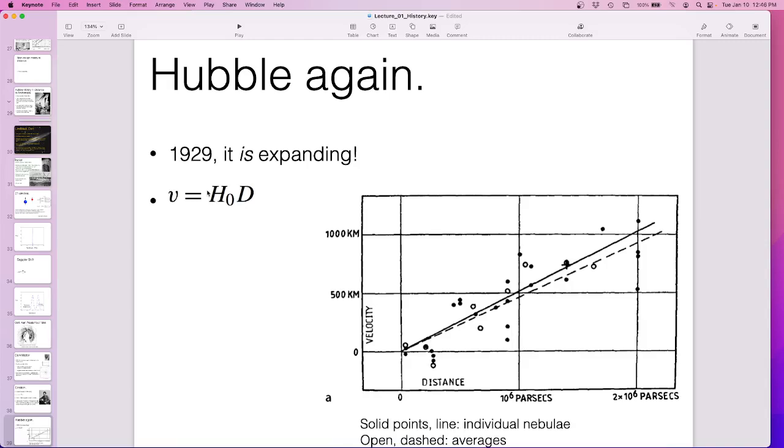That's weird. He also found this very nice linear relationship, and this is another one of the most important things that we'll talk about. V equals H naught times d. H naught is a number, about 70. Maybe it's 68. Maybe it's 72. Now it's time to have a fight about what this number is, because depending on how you measure it, you get different answers. This is a horrible open problem in physics because we're not sure what to do about it. And I'll talk about that more.